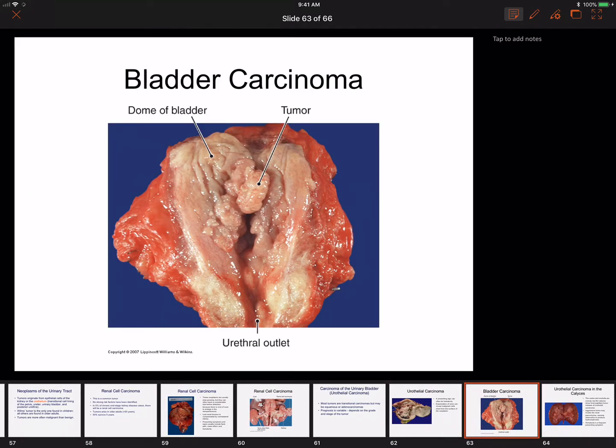Here we're looking at an example of a bladder cancer. All right, this is basically the tumor. Now remember, the bladder should not have anything inside of it. It's just a cavity for storage of urine. But now we're seeing growth of abnormal tissue.